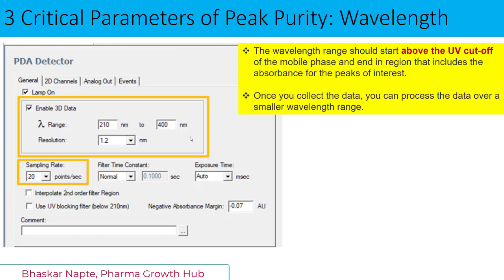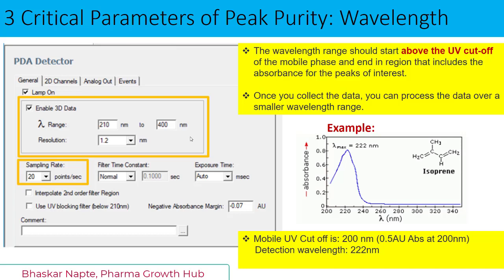Now, once you collect the data, let us say you have a detector setting from 200 nanometer to 400 nanometer. It's okay to collect the data from such a wider range, but upon collection of the data, you need to process that with the smaller wavelength range of your interest. So please allow me to explain with a very simple example.